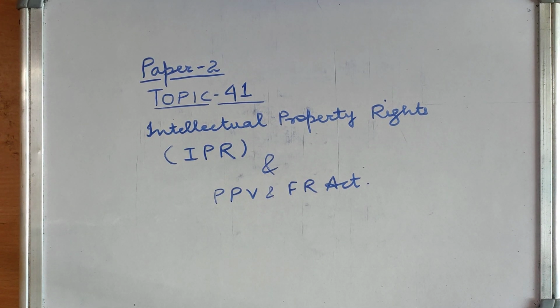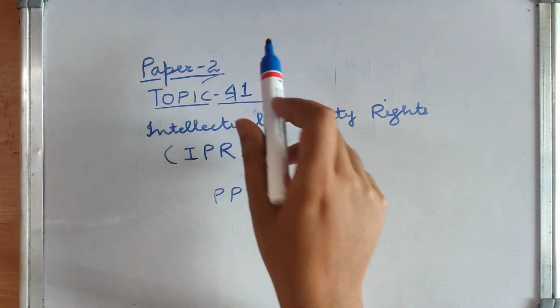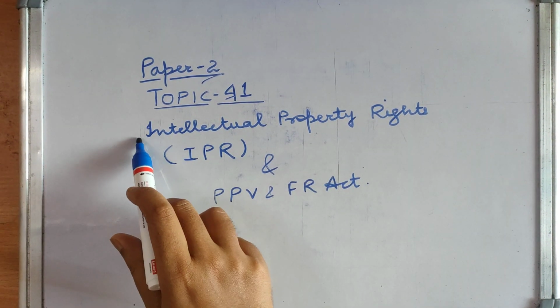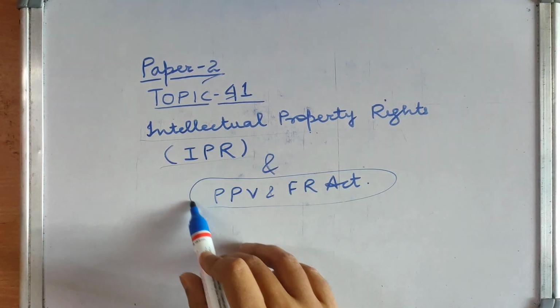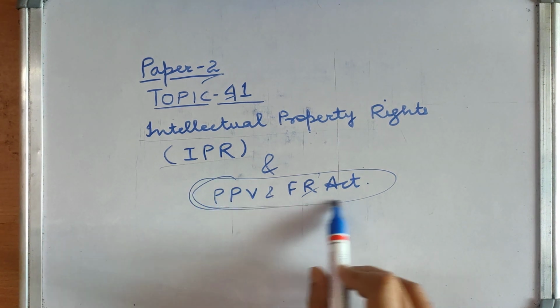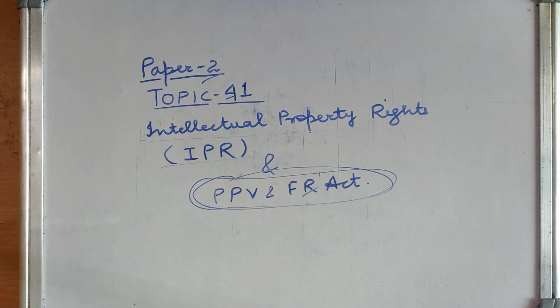So today we are going to do topic 41 of paper 2. Here we will be discussing intellectual property rights, that is IPR, and the Protection of Plant Variety and Farmers' Rights Act, that is the PPV and FR Act. First of all, we will discuss intellectual property rights.